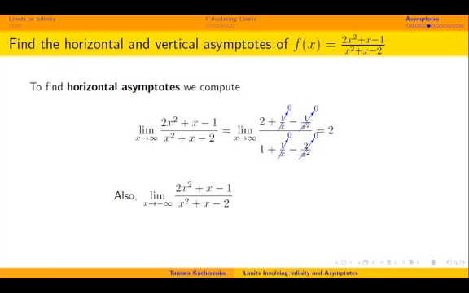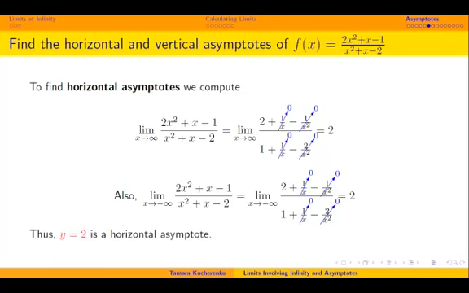Also, when x approaches negative infinity, we can repeat the same calculations and obtain 2. Therefore, y equals 2 is a horizontal asymptote. This behavior is typical for rational functions. They have the same horizontal asymptote at positive and negative infinity.